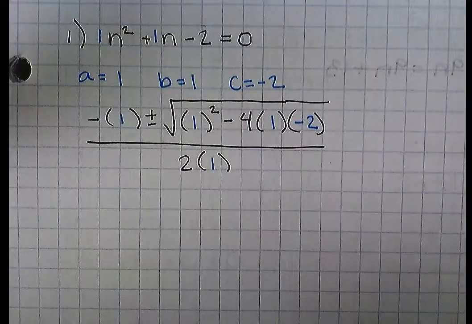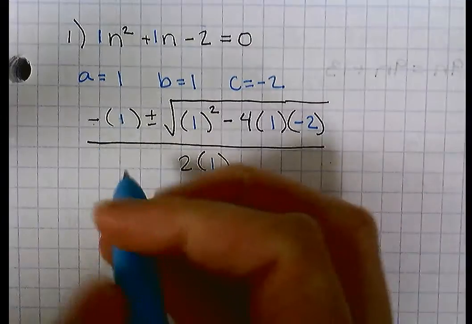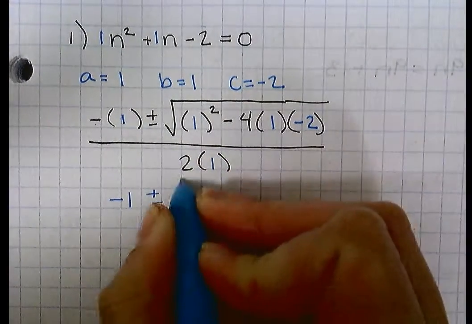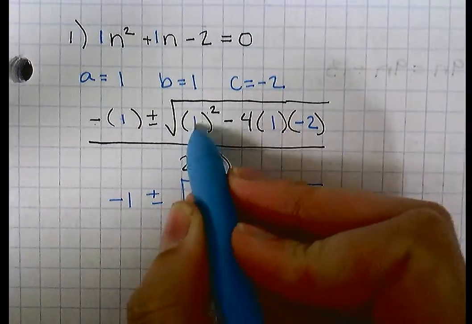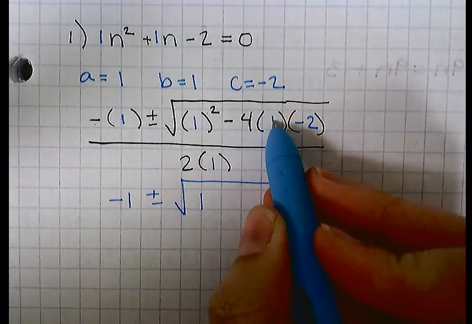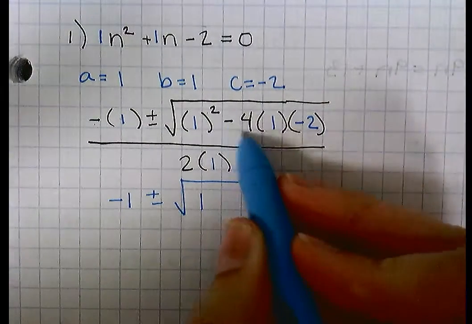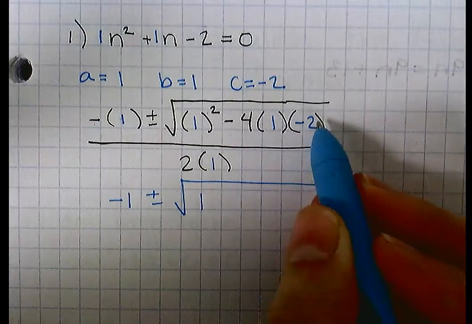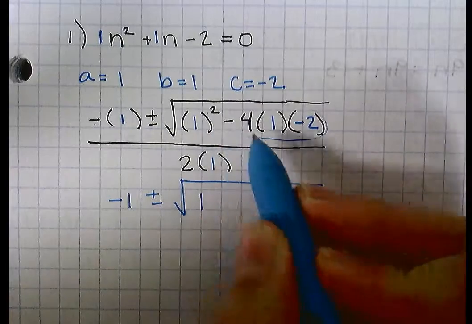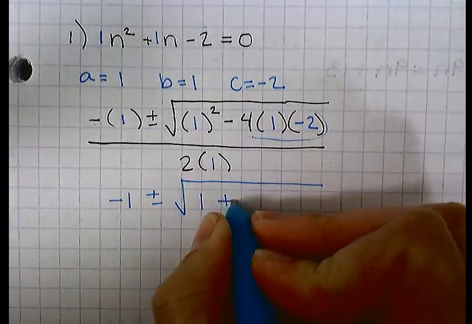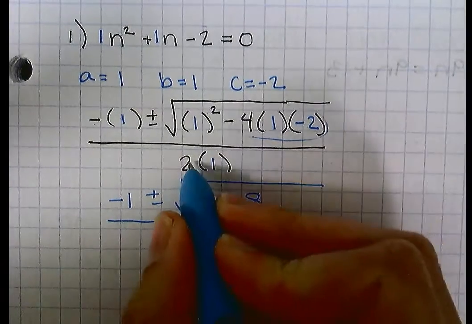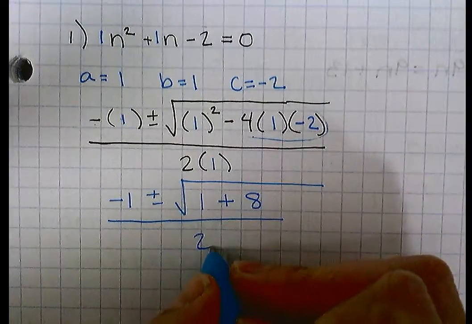Now we start to simplify. A -1 is simply -1, plus or minus square root. 1 squared is 1. -4 times 1 is -4. And -4 times -2 is +8. So when I multiply these three numbers, the result is +8. So I add 8 under the square root. All of this divided by 2 times 1, which is 2.